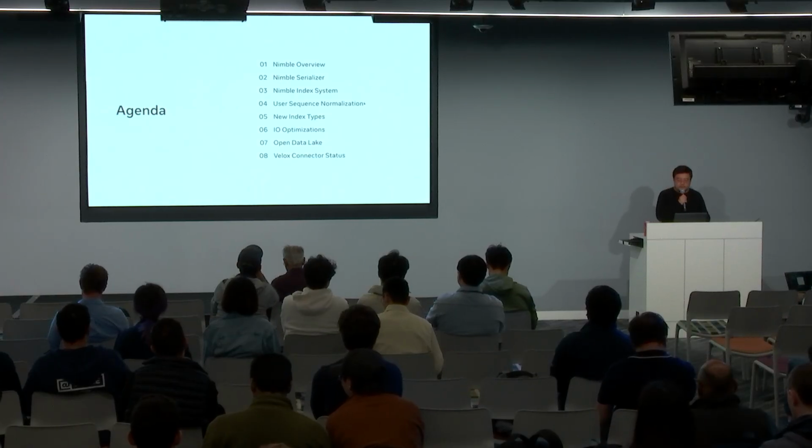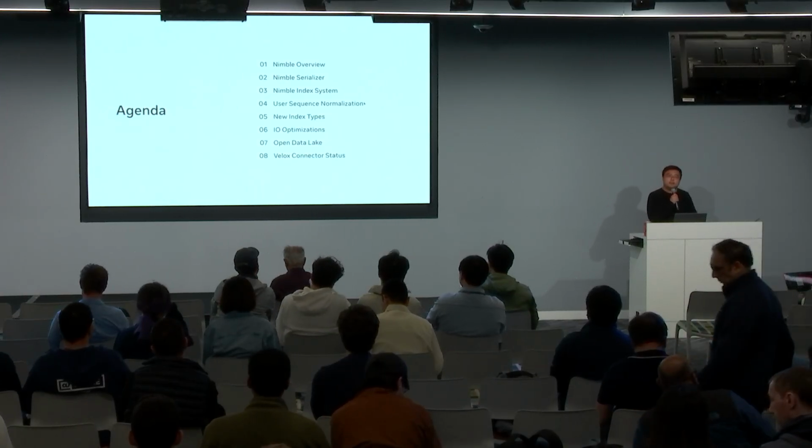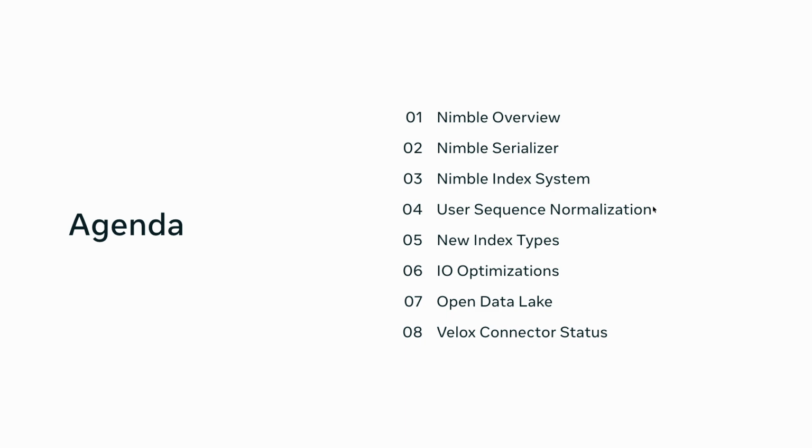So here is the agenda of the talk. First, we will give an overview of Nimble and its current state at Meta. Then we talk about the extensions we made to Nimble to support training data normalization at Meta. And then we talk about user sequence normalization and how Nimble helps improve serving efficiency. Next, we talk about some of the new index types we're building into the Nimble file format. Then we talk about the I/O optimizations for interactive workloads. And last, we talk about the open file format efforts and our vision for Velox-based open data lake foundations and the current work in progress.